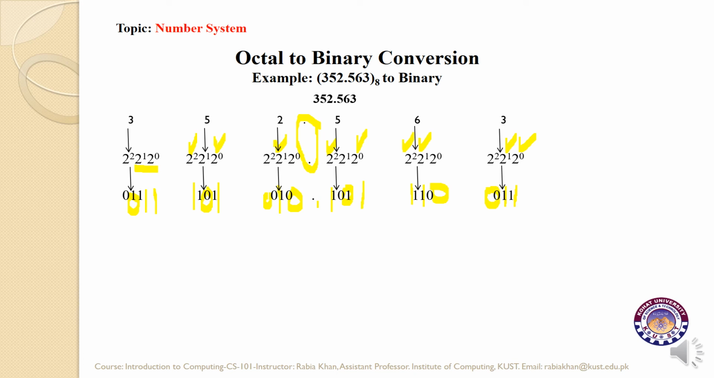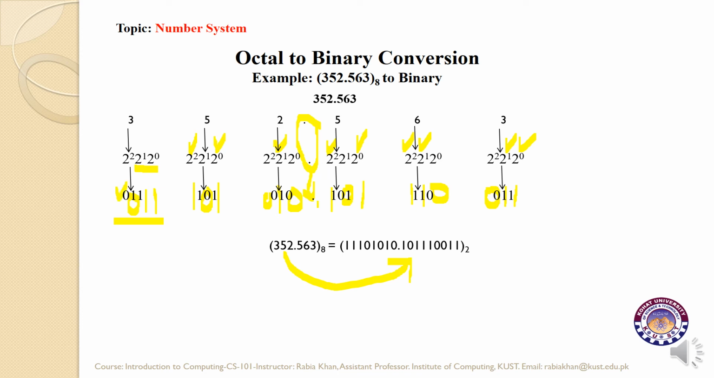The answer remains the same. We merge all the answers. Point remains at its place. Do not change the position of the decimal point. So 352.563 is ultimately equal to, starting from the very left, 011. You need to write the answer for 3 first. So here you can see 011, but I have not written the first 0.